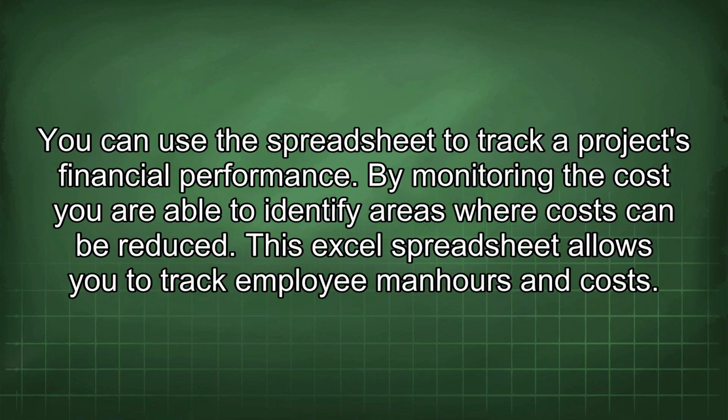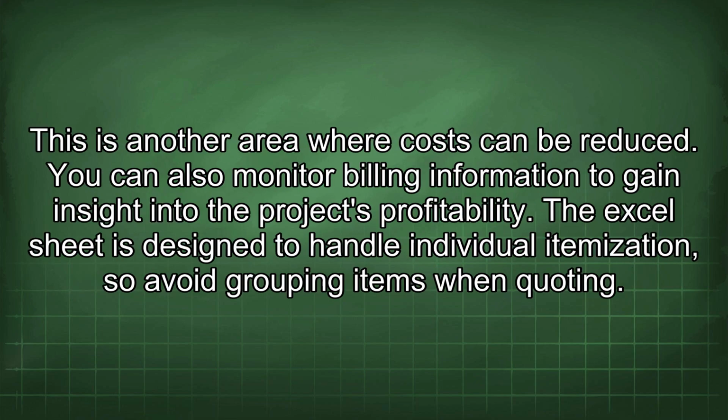You can use the spreadsheet to track a project's financial performance. By monitoring the cost, you are able to identify areas where costs can be reduced. This Excel spreadsheet allows you to track employee man-hours and costs. This is another area where costs can be reduced. You can also monitor billing information to gain insight into the project's profitability. The Excel sheet is designed to handle individual itemization, so avoid grouping items when quoting.